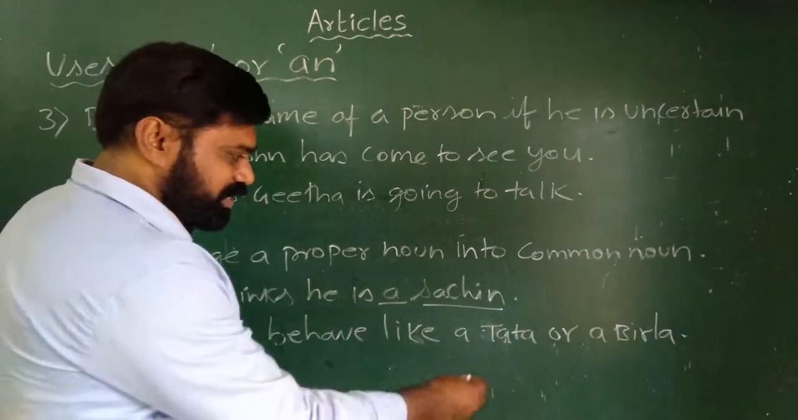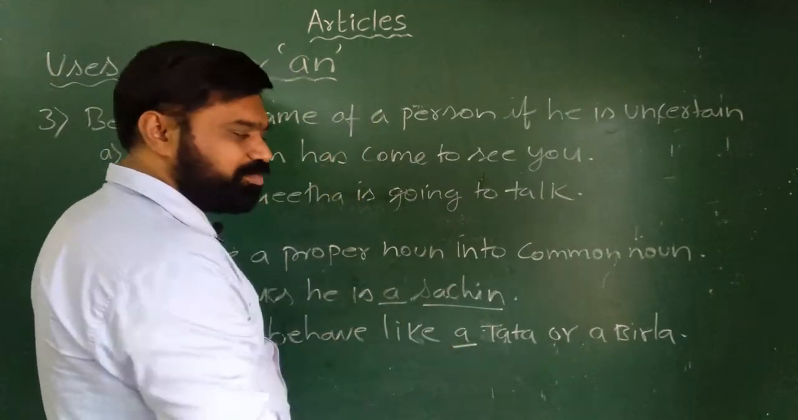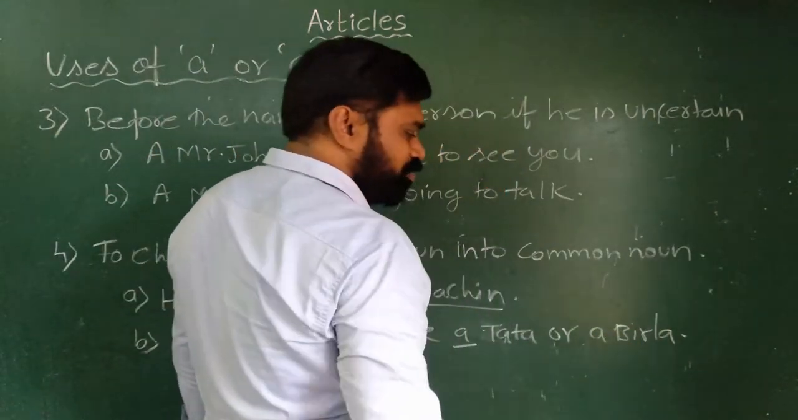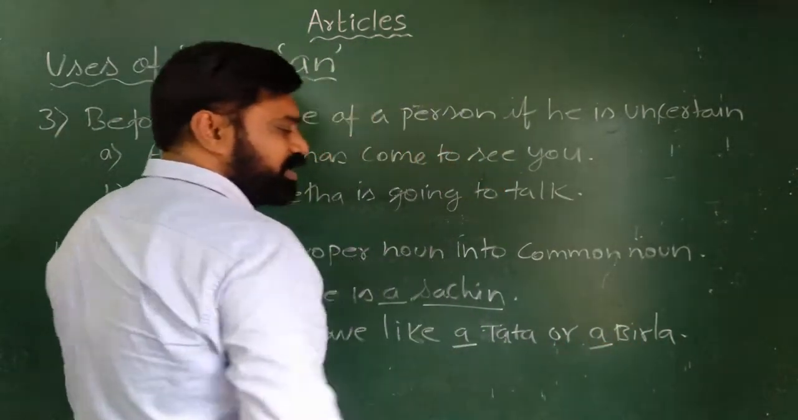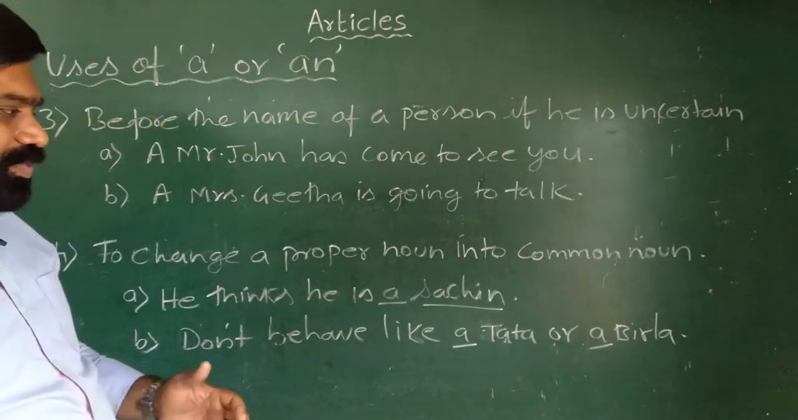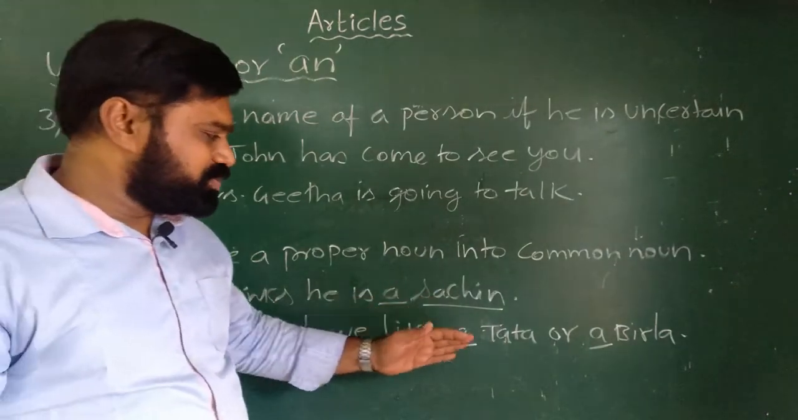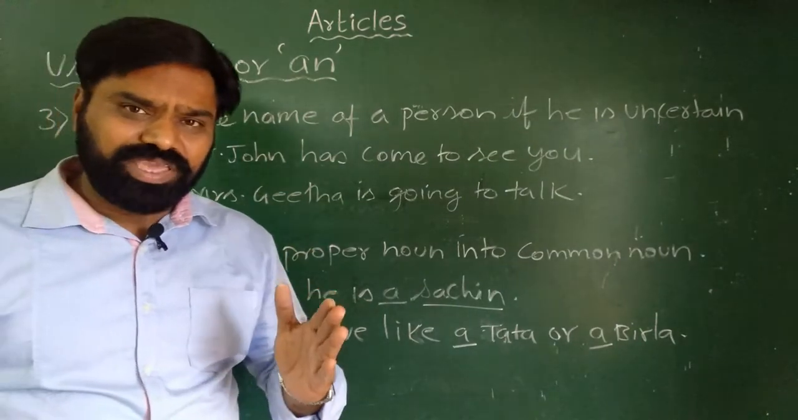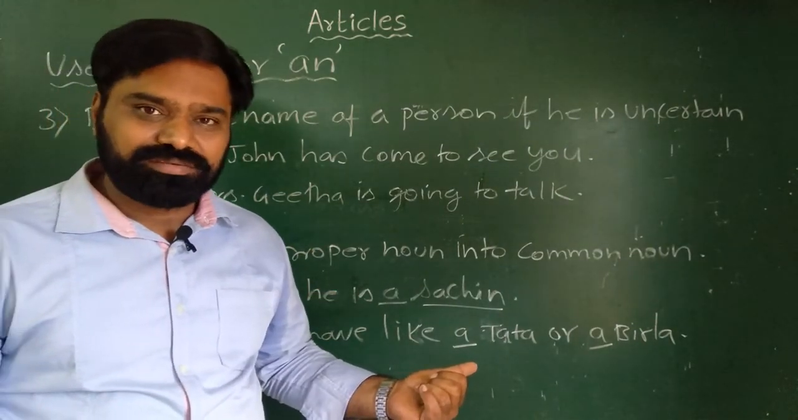So here Tata is a proper noun, but before that I am using the article a, and similarly Birla is a proper noun, and I am using the article a there. Why? The purpose is because I am using these proper nouns as common nouns. So we can use articles before them.